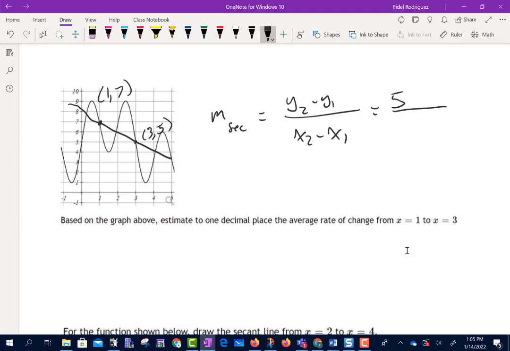So we're going to take 5 minus 7 over 3 minus 1. So 5 minus 7, negative 2 over 2. Slope here is negative 1. Okay, that's all it is we're doing.